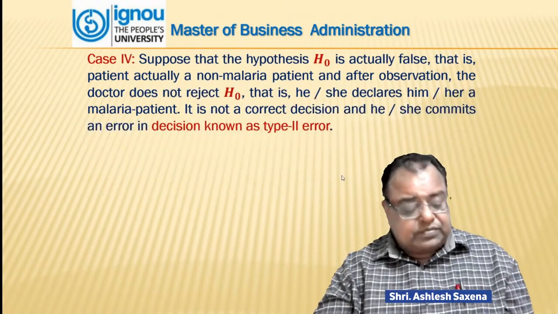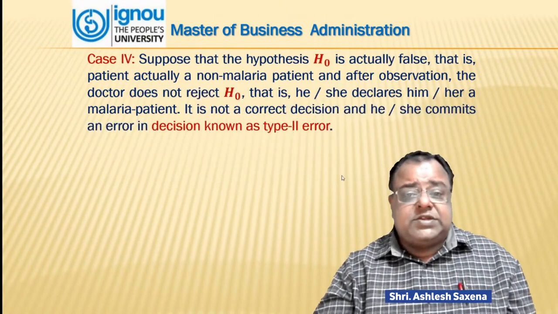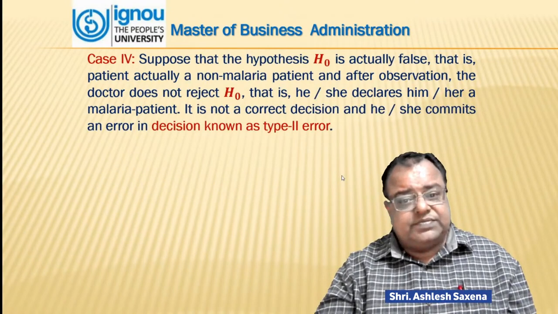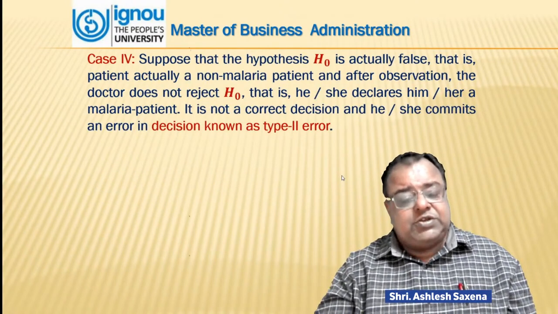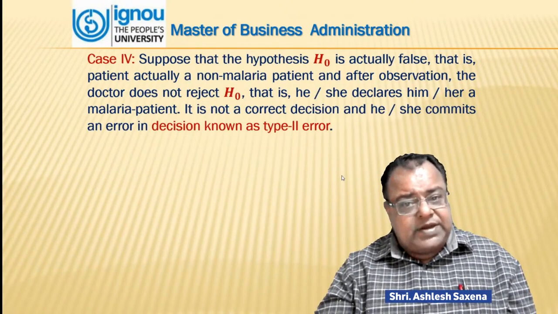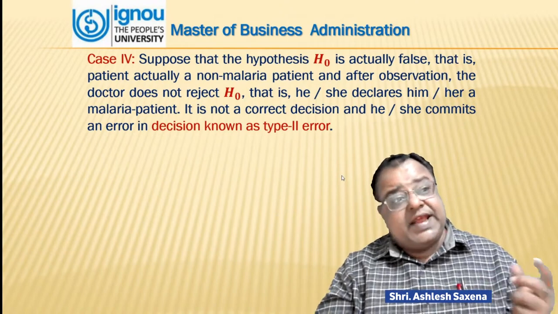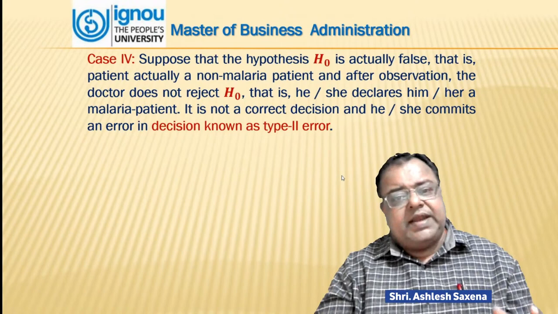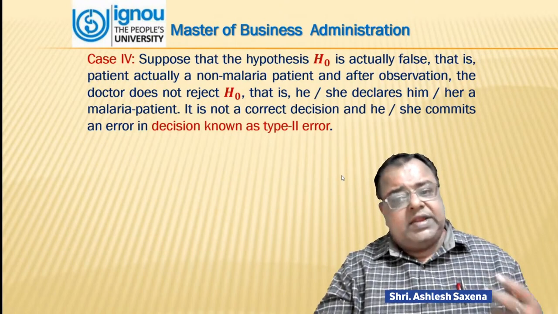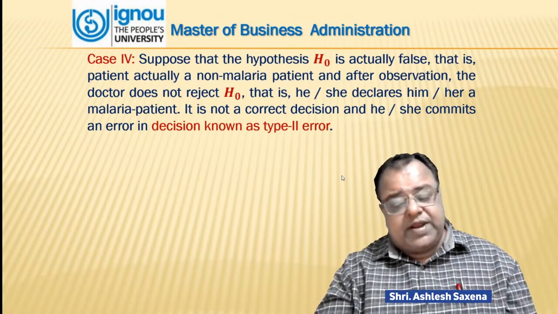The fourth one is, suppose that H naught is actually false. That is, the patient is actually a non-malaria patient, and after observation, the doctor does not reject H naught. That is, he or she declares him or her a malaria patient. It is not a correct decision. And we can say that he or she has committed an error in decision known as type 2 error.